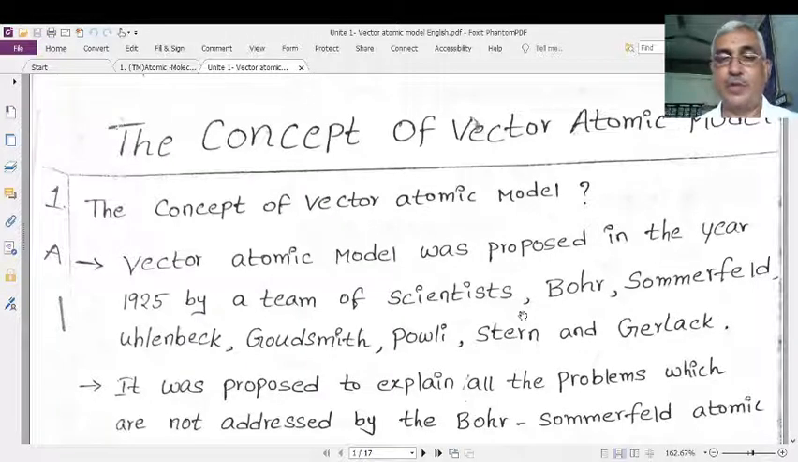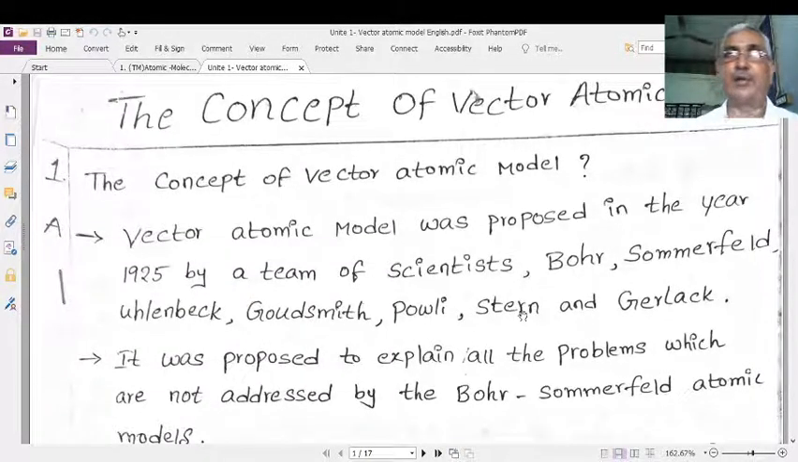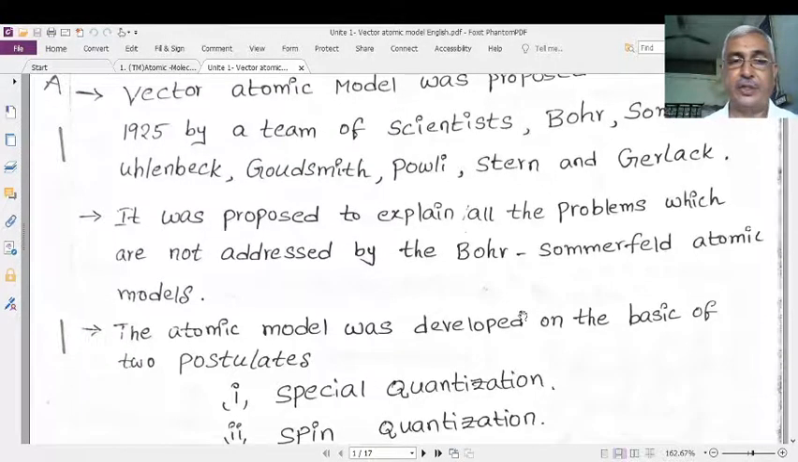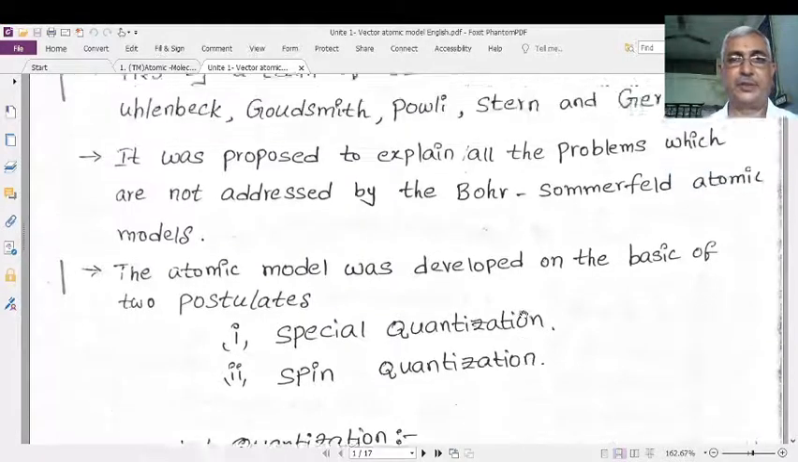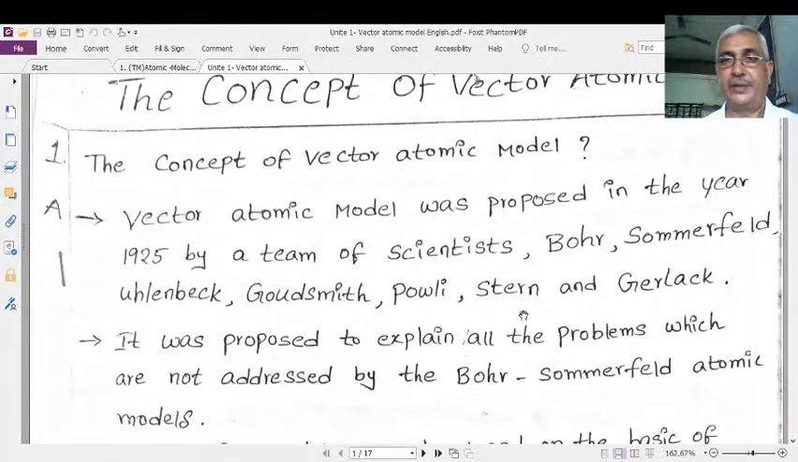Later, Sommerfeld proposed another atomic model, which is an extension of Bohr's atomic model, and he said that electrons will also rotate around the nucleus in elliptical orbits. Now, Bohr and Sommerfeld's atomic models are unable to explain so many questions that were there at that time.